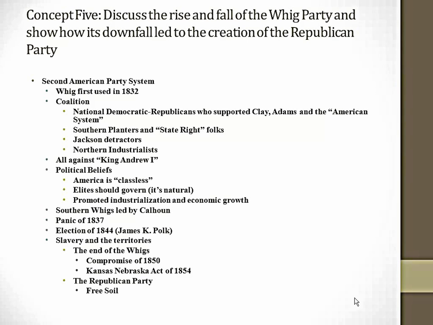And this will conclude Concept 5, and so the end of the lecture on the American two-party system. And the next lecture, of course, will be the Civil War, the causes of the Civil War, and the legacy of the Civil War.